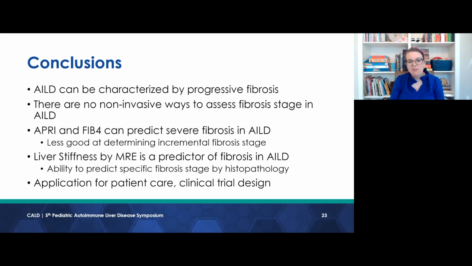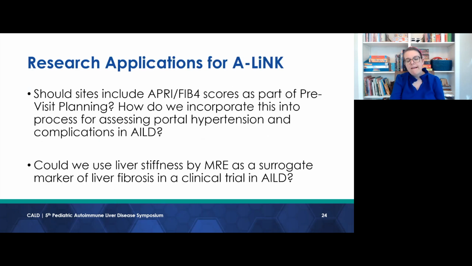So there's application for patient care and clinical trial designs, and how does that relate to what we may think about doing here at A-LiNK? Thinking specifically about research applications for A-LiNK, the implications would be: should sites include APRI or FIB4 scores as part of their pre-visit planning and assessment? And how would we incorporate this into the process for assessing portal hypertension and other complications? Would this mean something that we would note? Would this help drive care?